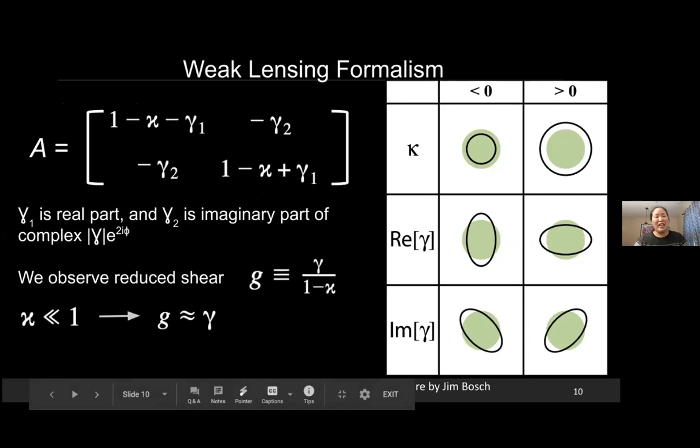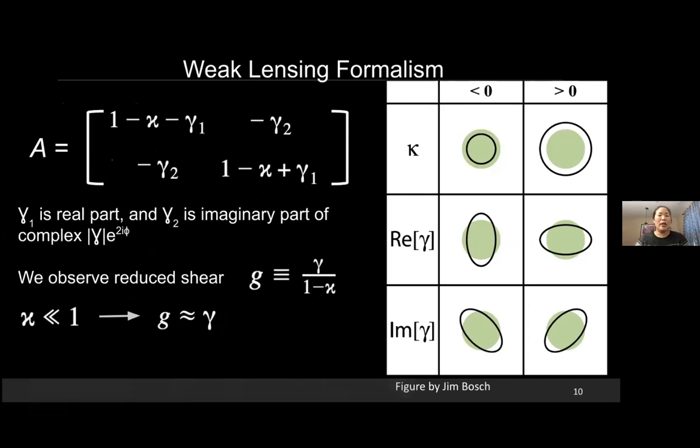Rewritten again, this lensing Jacobian can be written like this. We're encoding all of the shear information into a complex number, which has a magnitude and a factor e to the 2i phi. This factor of 2 indicates that it's invariant under rotations of 180 degrees, which we'll see in this diagram to the right. We often refer to the real part as gamma 1, and the imaginary part as gamma 2.